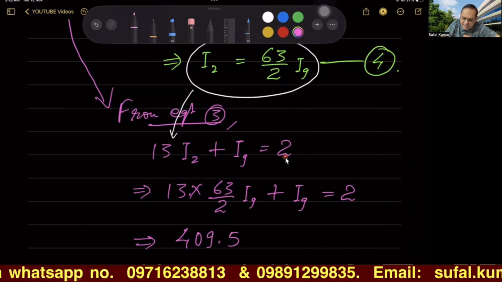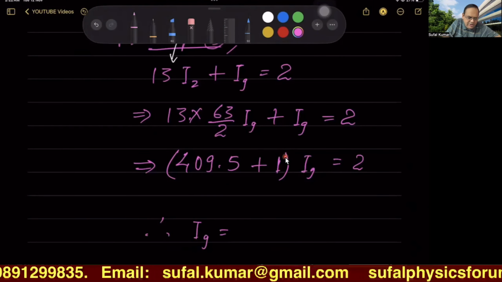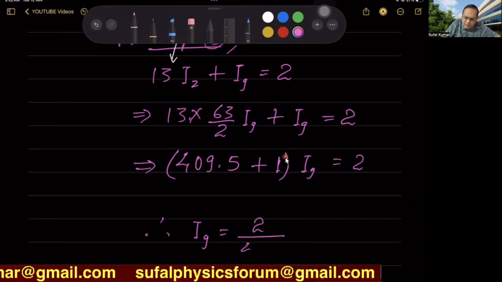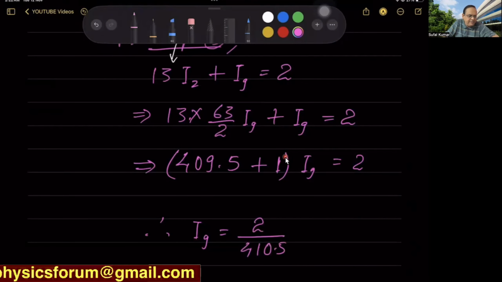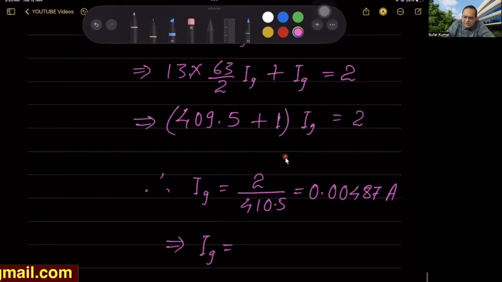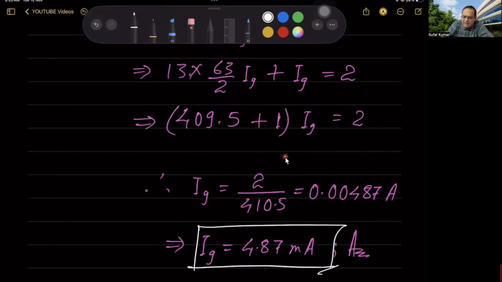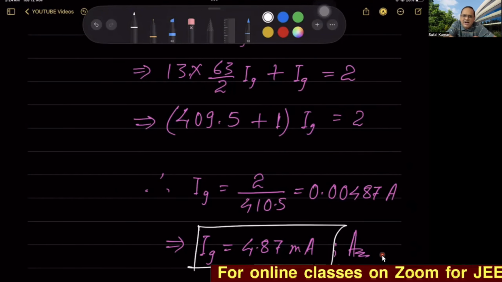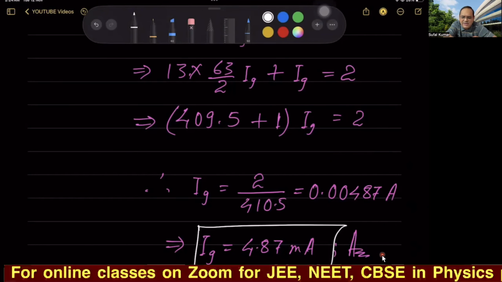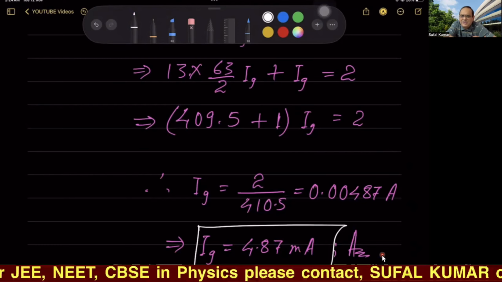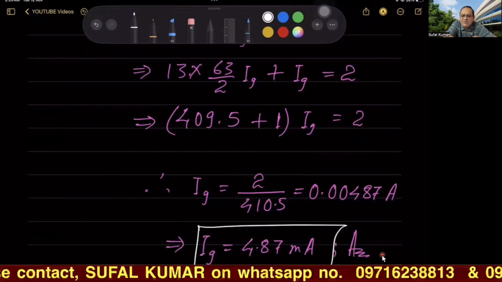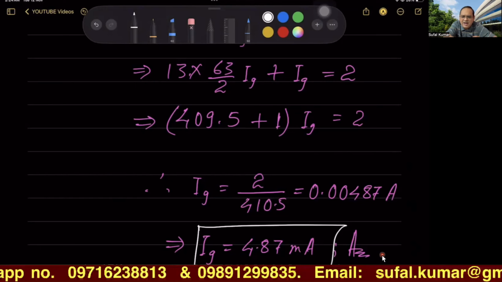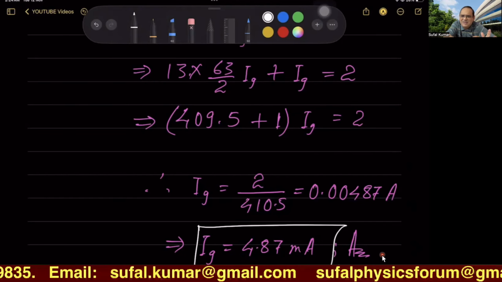Therefore, IG is 2 upon 410.5. It implies that IG is 4.87 milliampere. Hence done. So we have got the answer which was given in the NCERT solved example, and this way we have finished all the solved examples of NCERT current electricity, 12th CBSE.